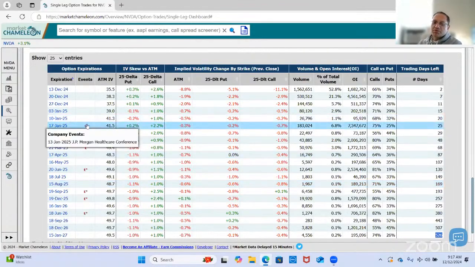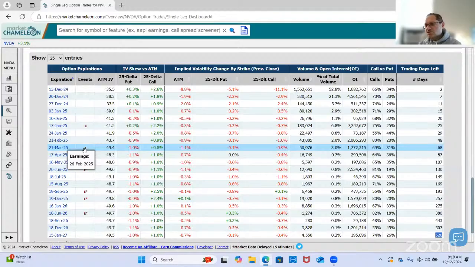A C will be a company event, and here you could see they're going to participate in the JP Morgan Health Conference January 13th, which could be important. Maybe nothing will happen, we don't know, but we know there is a conference coming up, so it's something to pay attention to. Management could discuss a new product, give some guidance, or answer analyst questions, and that could impact investor sentiment. Earnings over here, February 26th, obviously is an important event to keep an eye on.